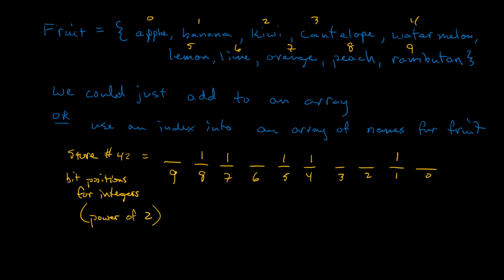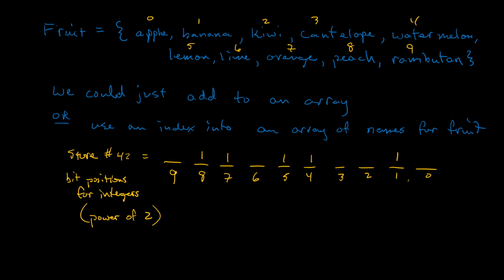So this store, all I would have to do is check to see which bit is set to say, oh, bit 1 is set, so banana. Bit 4 is set, so watermelon. Bit 5 is set, so lemon. Bit 6 is not set, so no limes. I have oranges, and I have peaches, and no rambutan. That's too bad. But that's really the idea that we're going to do.